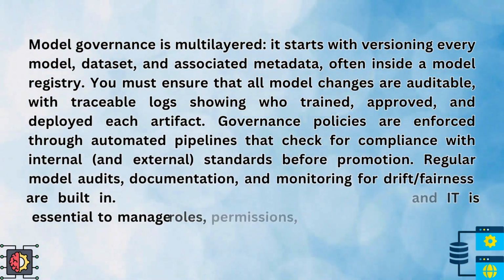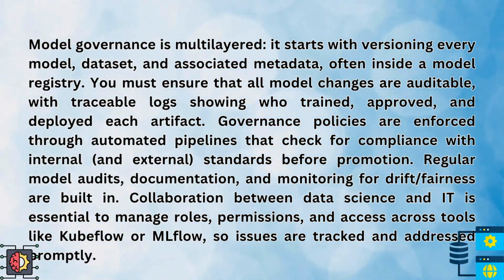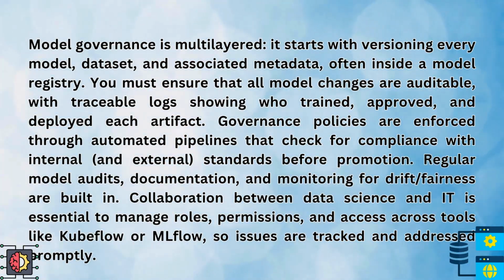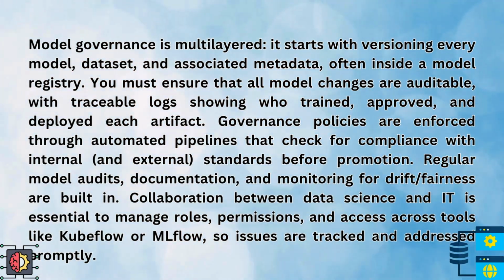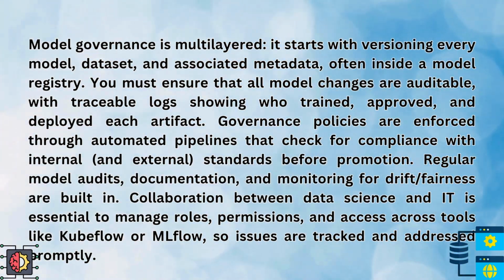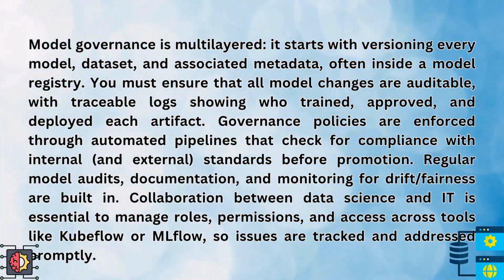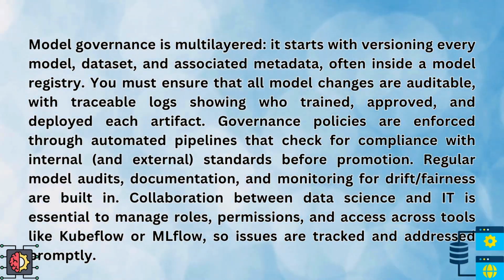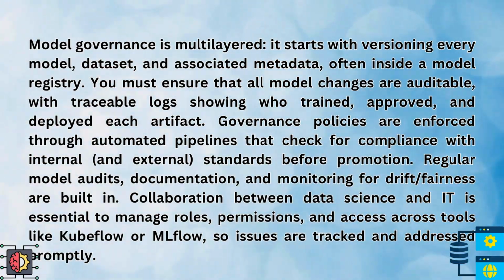How do you implement robust model governance in MLOps pipelines? Model governance is multi-layered. It starts with versioning every model, dataset, and associated metadata, often inside a model registry. You must ensure that all model changes are auditable, with traceable logs showing who trained, approved, and deployed each artifact. Governance policies are enforced through automated pipelines that check for compliance with internal and external standards before promotion. Regular model audits, documentation, and monitoring for drift/fairness are built in. Collaboration between data science and IT is essential to manage roles, permissions, and access across tools like Kubeflow or MLflow, so issues are tracked and addressed promptly.